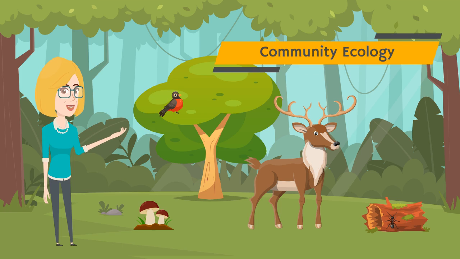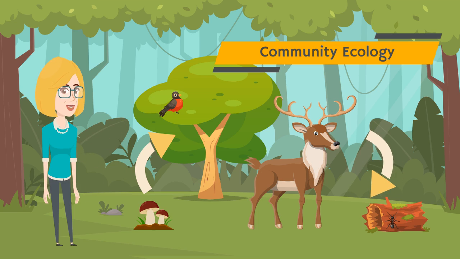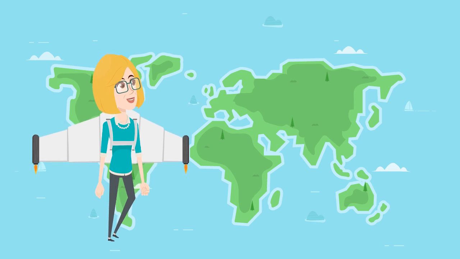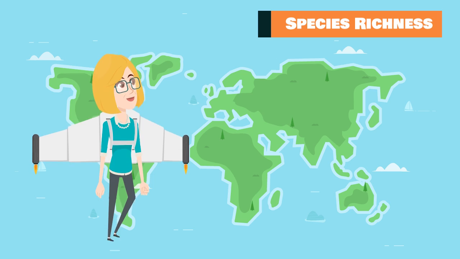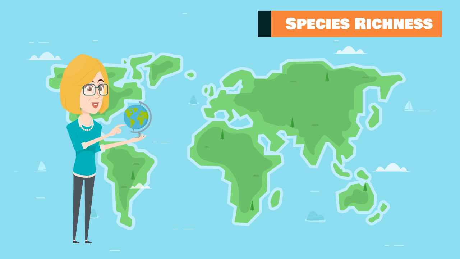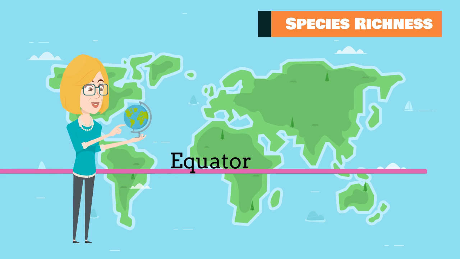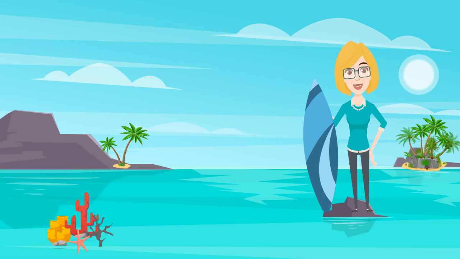So, we can say that community ecology is the study of interactions between organisms of a community as well as their impact on the ecosystem in which they live. One important feature of a community is species richness. Species richness is the number of species found in a particular community. Species richness varies with latitude, and generally the closer a community is to the equator, the more species it will contain. In addition to the number and type of species in an area, community ecologists are also very interested in studying how those species interact with one another.